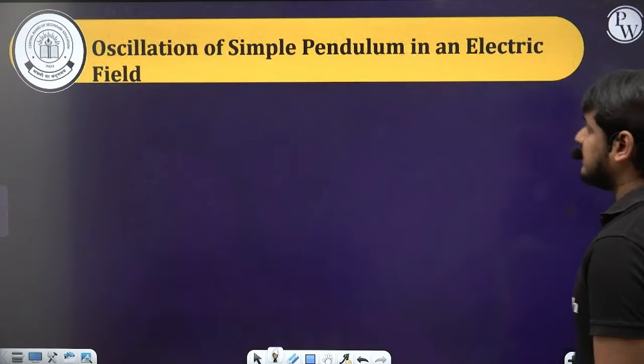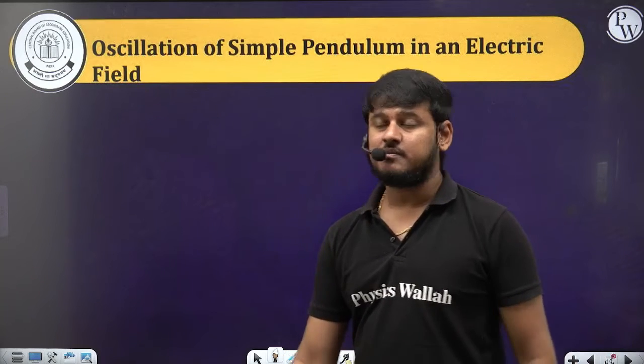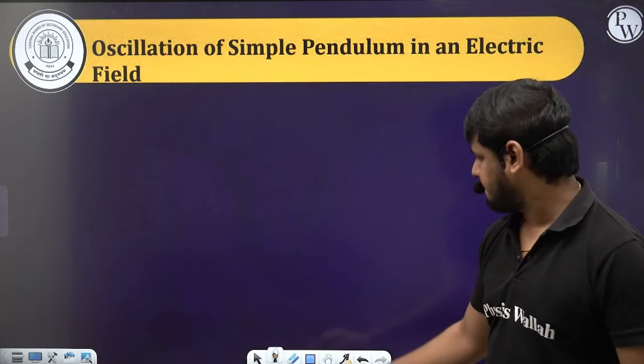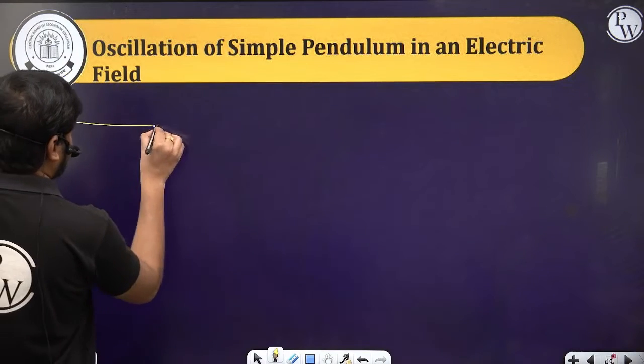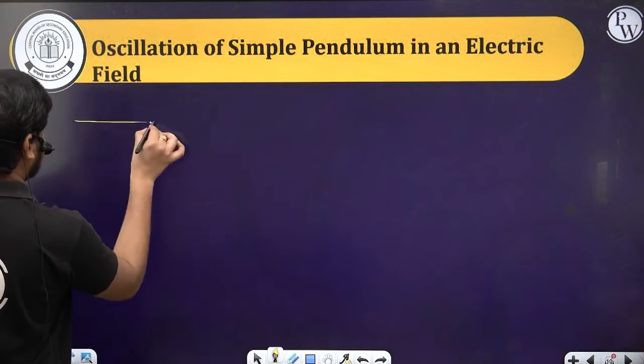So let's take the oscillation of the simple pendulum in an electric field. Now consider this is a pendulum.